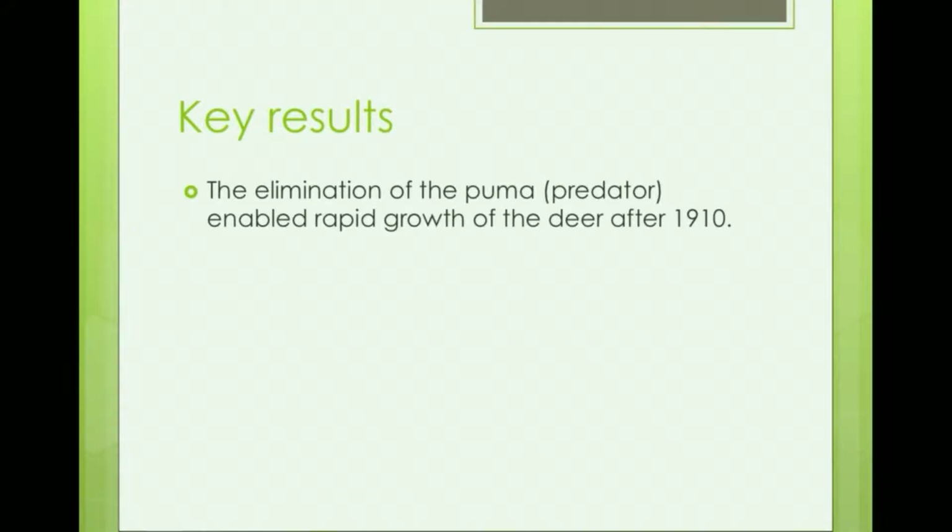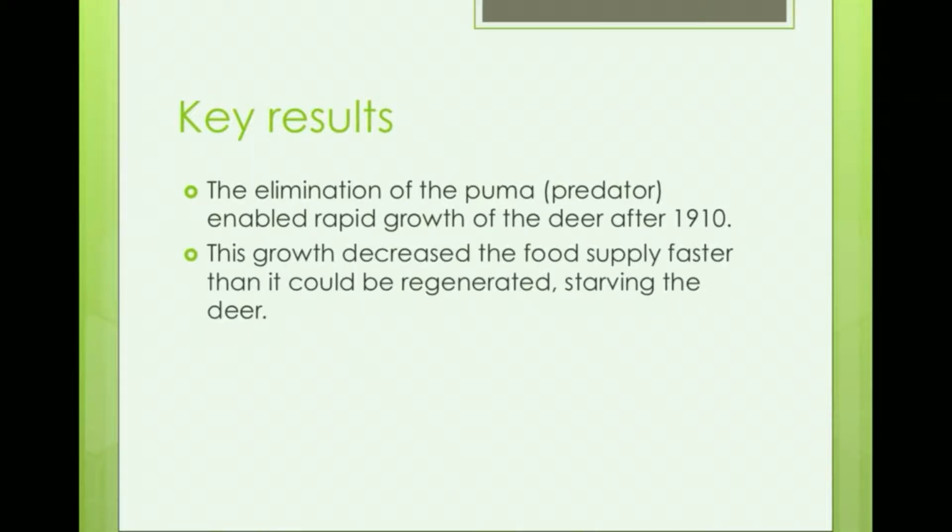We can summarize the results of this case study as follows. First, the elimination of the puma, which was the predator, enabled the rapid growth of the deer after 1910. And this growth decreased the food supply faster than it could be regenerated naturally. So this basically created this overshoot that resulted in starvation of the deer.